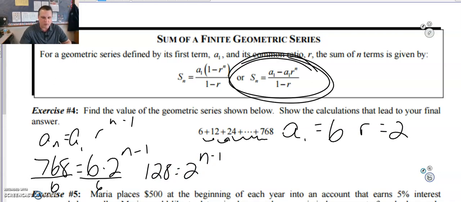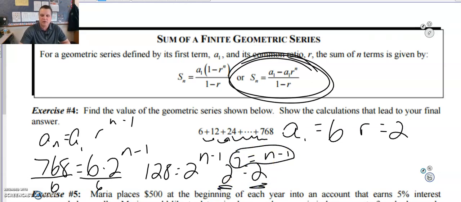Now, yes, you could log both sides, or you can see if 128 is a base 2. And that's just going in your calculator, 2 to the 5th, 2 to the 6th, 2 to the 7th, see which one works. And it is actually 2 to the 7th power. So 2 to the 7th power equals 2 to the N minus 1. And if you have the common base, you just take the exponents and set them equal to each other. So I have 7 equals N minus 1, therefore N equals 8. So you solve for your N. Once you solve for that, you can now plug into the formula.